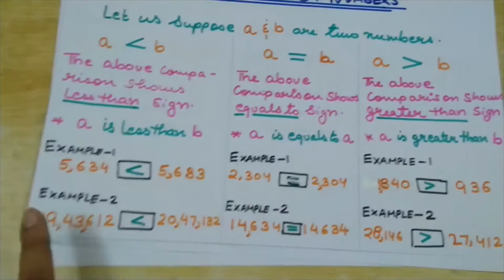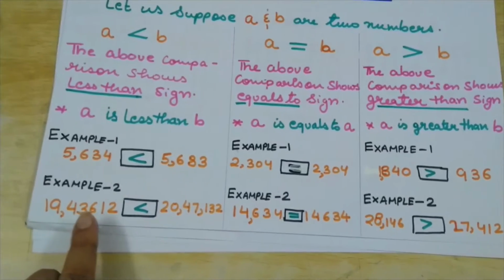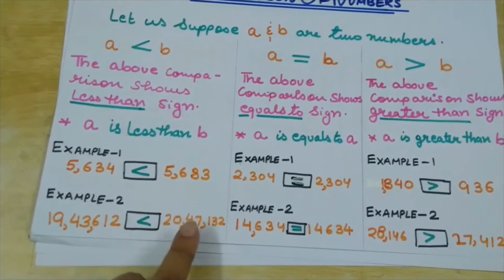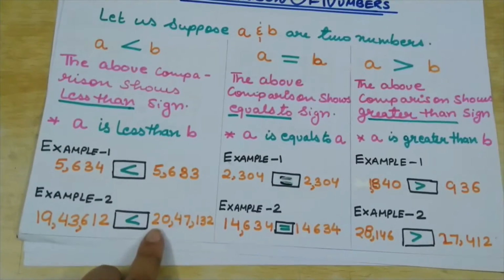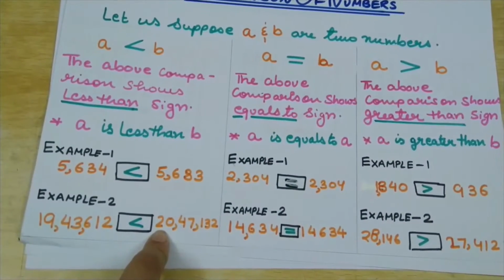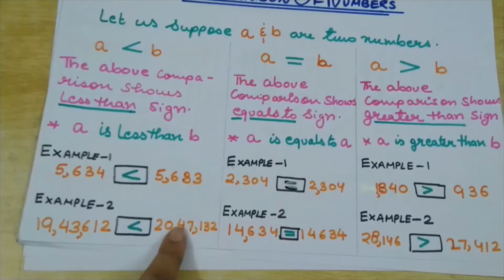Now let's take another example. 194361 and 20... Now if you can see, the first number is 1. Over here it's 2. So which is greater? Correct. This one is greater.